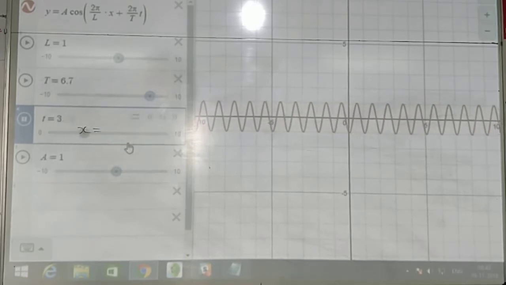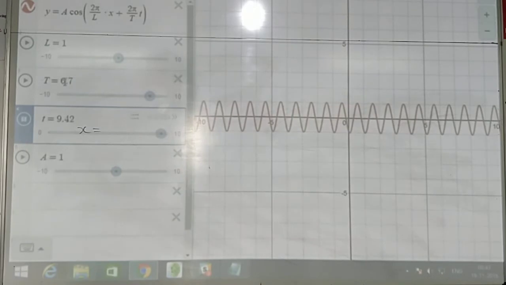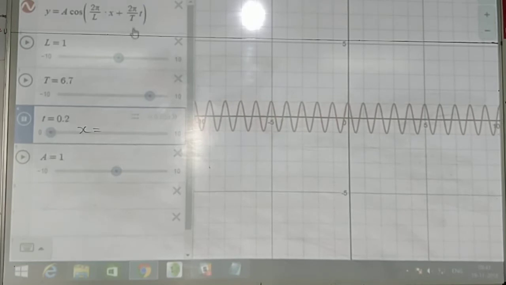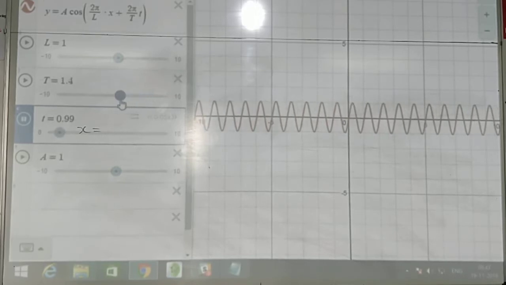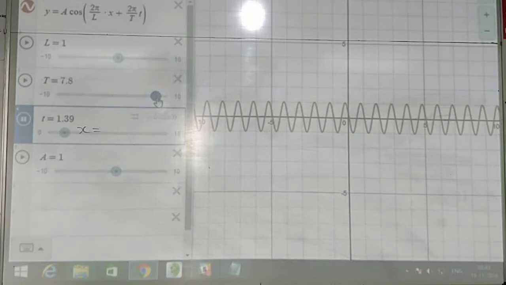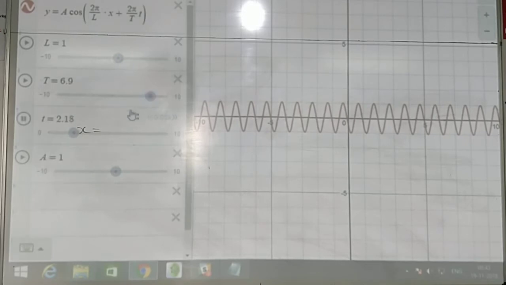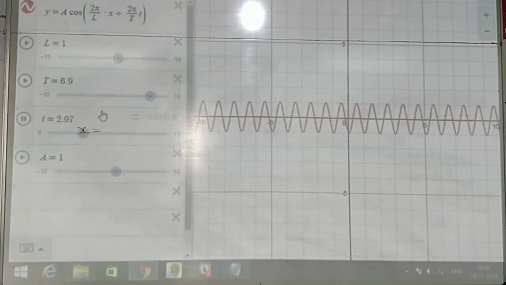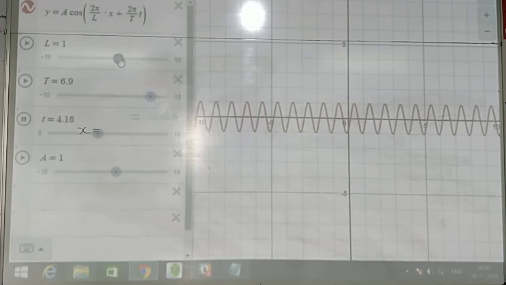So what happens if you change capital T? If I change the time period, okay? Frequency would change. The frequency would change, yes. No, that's not happening. Its frequency is changing with respect to time actually, not with respect to space. What happens is the wave shape will change. It will become more closely packed.